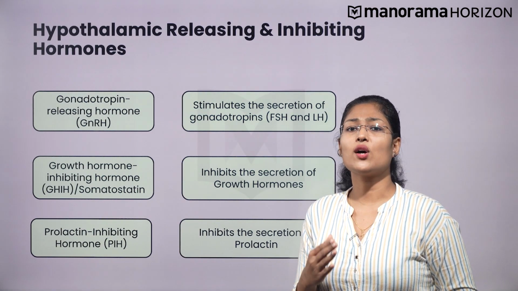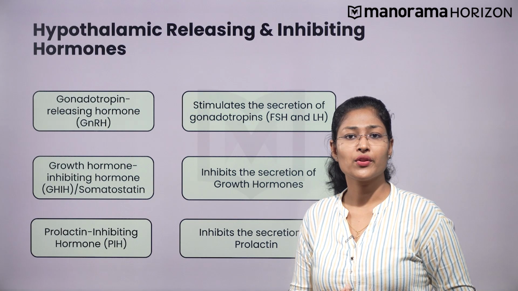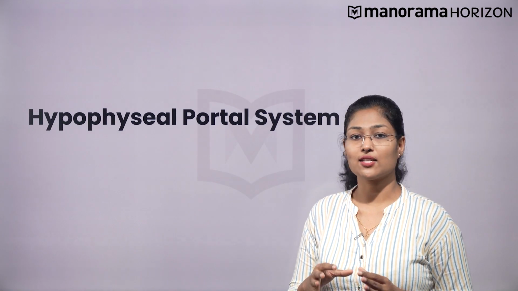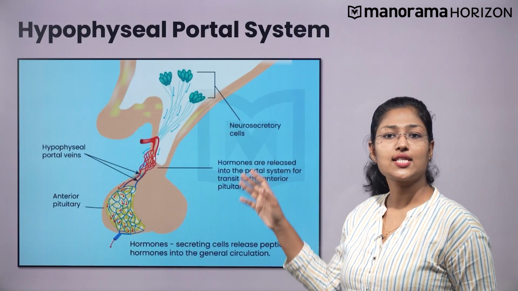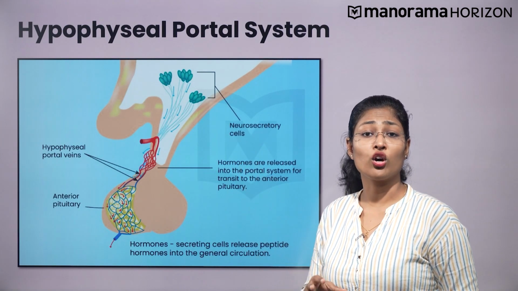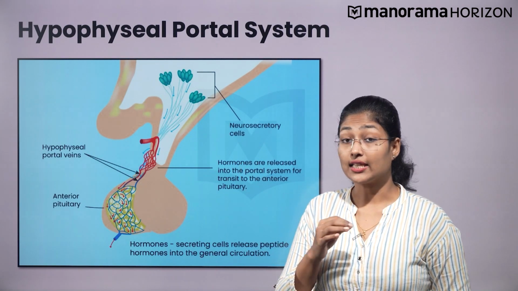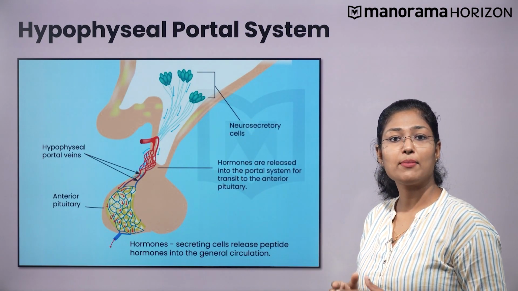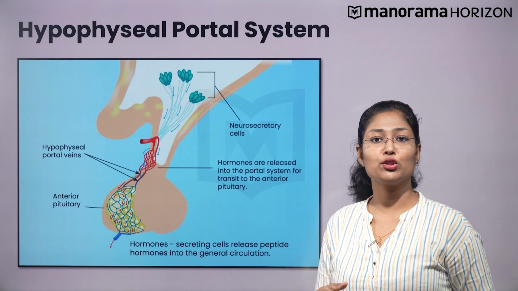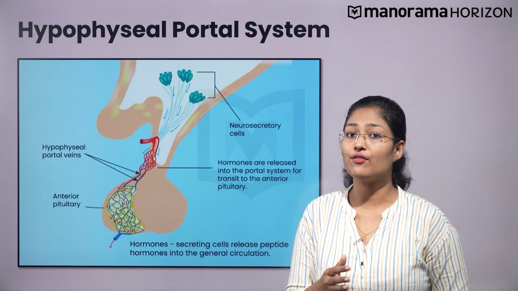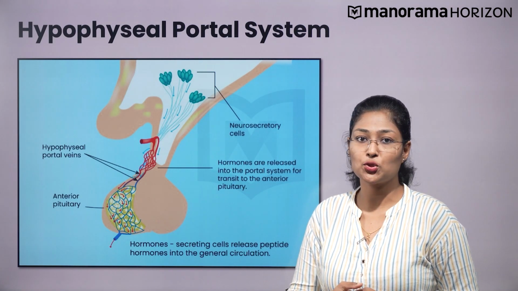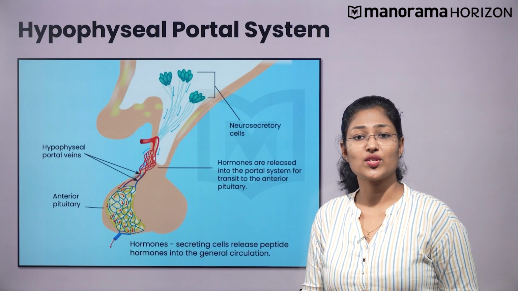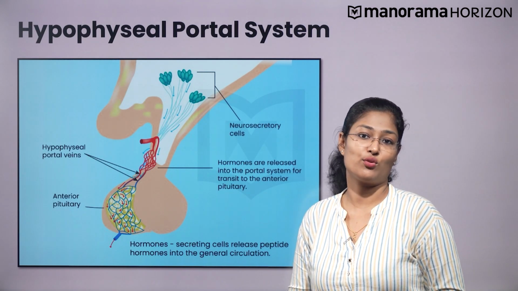If not, how do these hormones target the anterior pituitary? The answer is the hypophyseal portal system. Let us discuss it briefly. The neurosecretory cells of the hypothalamus release the hormones from the nerve endings. In the hypophyseal portal system, the blood from the capillaries in the hypothalamus carries these hormones from the hypothalamus to the portal veins, which then deliver them to the capillaries of the anterior pituitary. So, the secretion of the hormones from the anterior pituitary is regulated by the hypothalamic hormones.